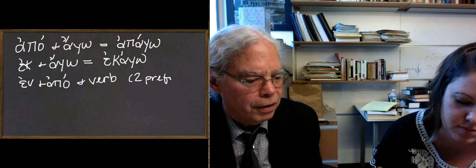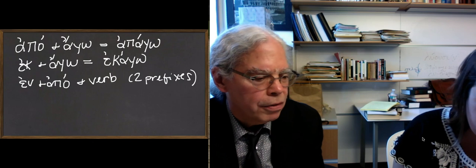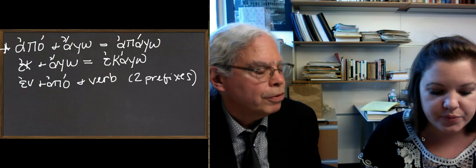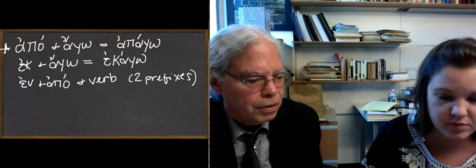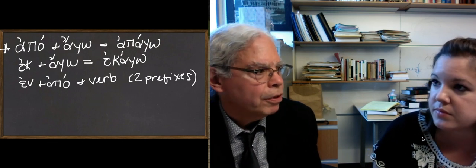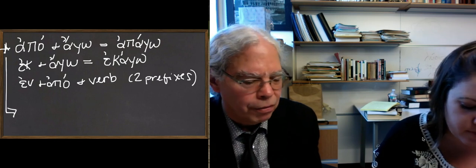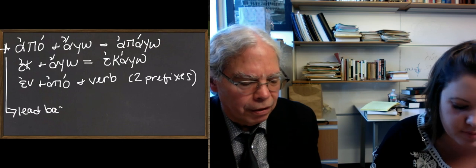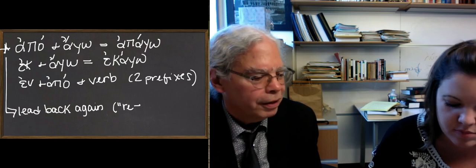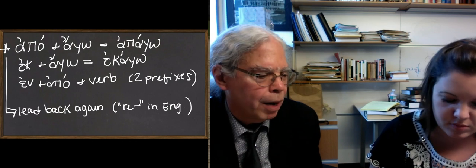So let's first talk about meaning. What does apo plus ago mean? Well, it turns out that since they were sentence adverbs, they don't necessarily mean the same thing as the prepositions when they're used in composition. So apago does mean lead away from, but apo in front of any verb means to lead back to, to do it again if you want. So it's like re- in English, like redo, re-lead somebody.